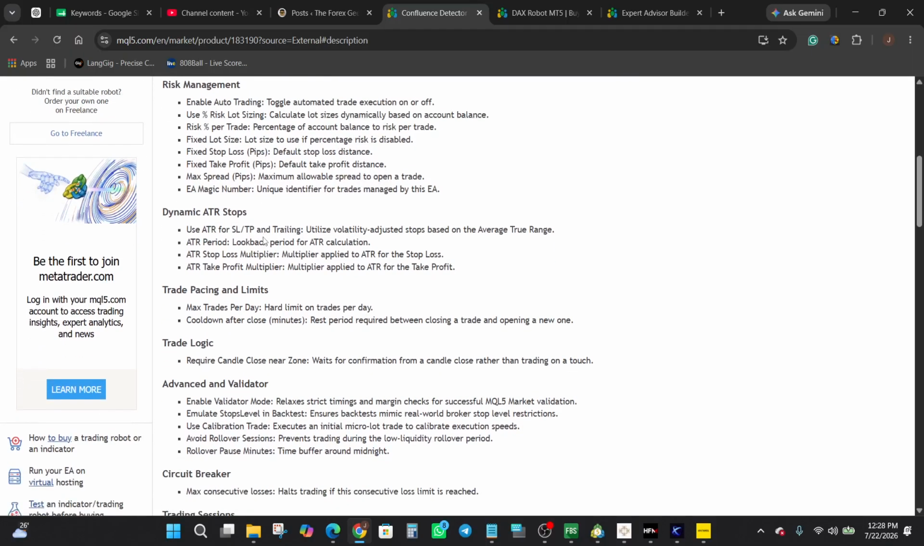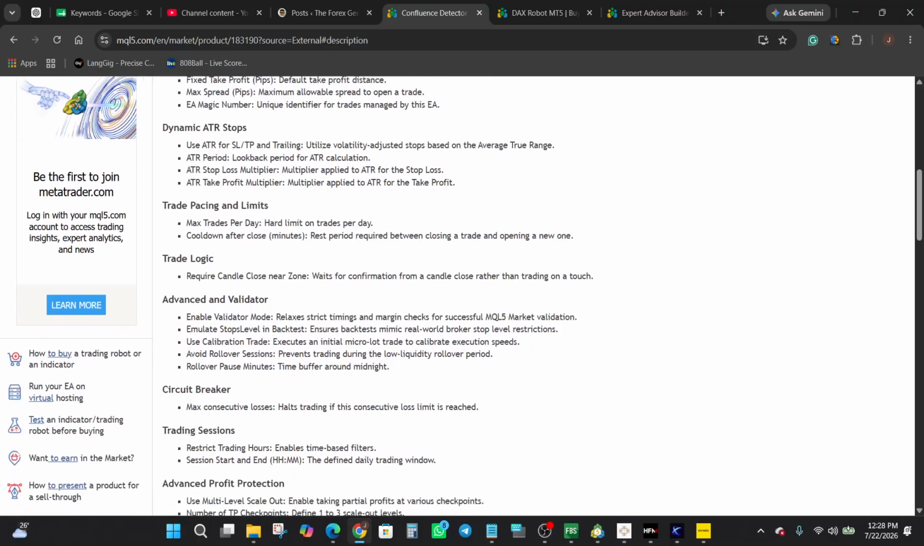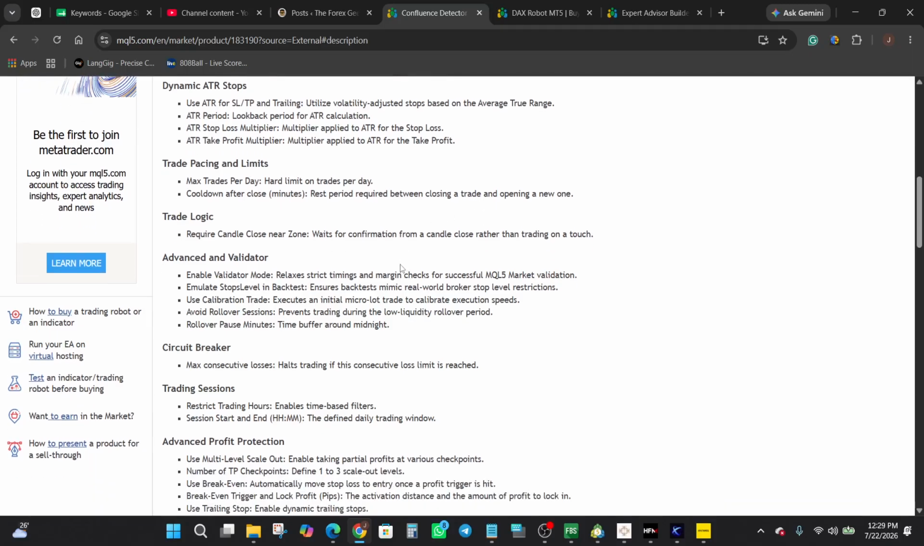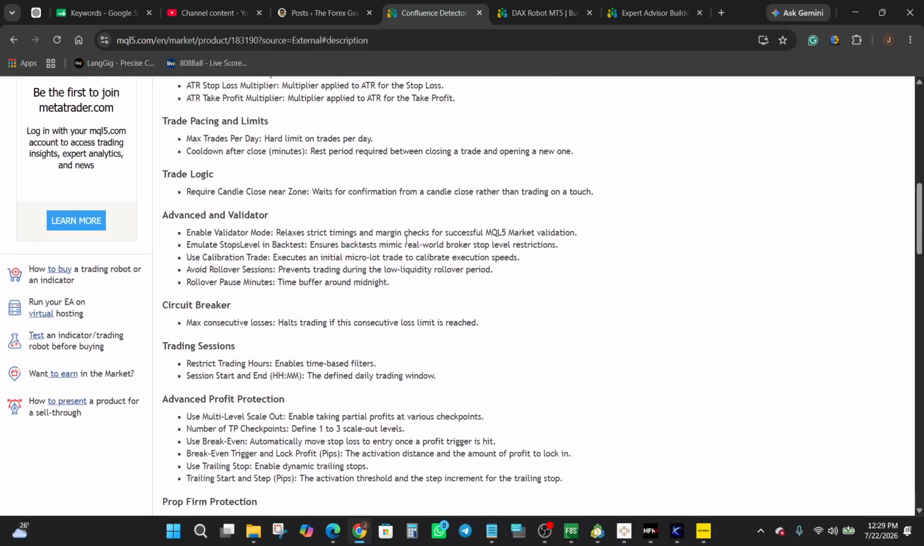Moving into the settings, there are quite a few inputs organized around risk management, dynamic ATR stops, trade pacing, trade logic, advanced options, circuit breakers, trading sessions, profit protection, prop firm settings, broker defenses, and confluence factor weights. You can enable auto trading, choose percentage risk or fixed lots, set fixed or ATR based stops and takes, max spread, magic number, and more. There are options for validator mode, calibration trades, avoiding rollover, and customizable weights for Fibonacci, previous day levels, VWAP, and order blocks. You can also set minimum confluence scores and multi-time frame setups with specific symbols and time frames.